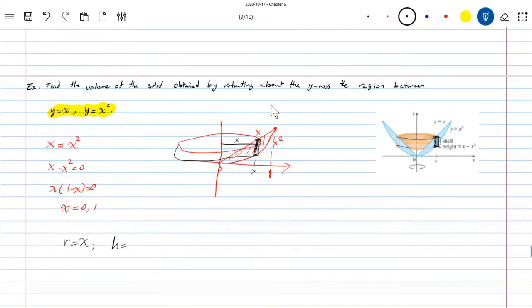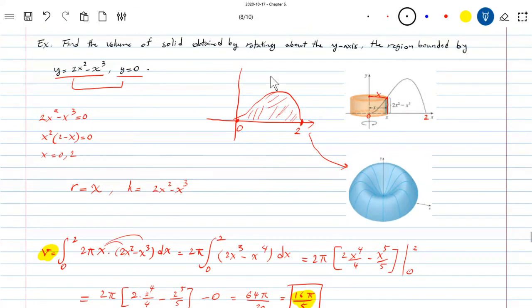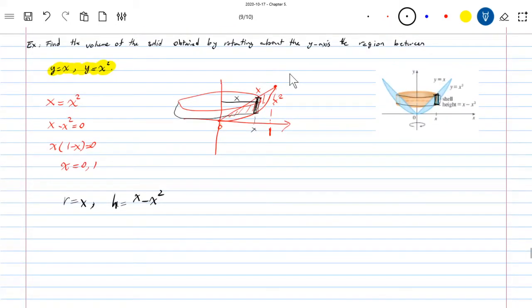H would be the top function x minus the bottom function x squared. This is important. In the last example, the height corresponded to the function, because the height of the cylinder was the y value of the function. In this example, the height of the cylinder is the difference of the two functions, the top function minus the bottom function.